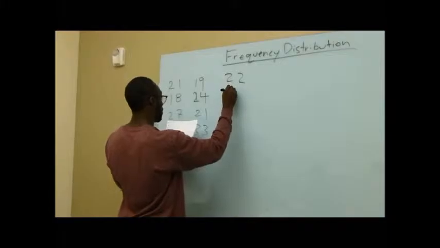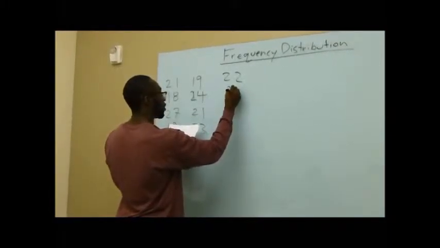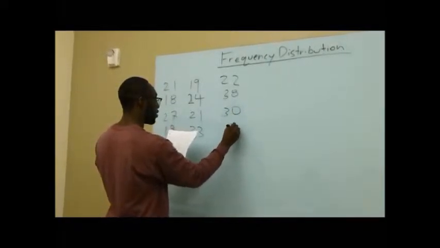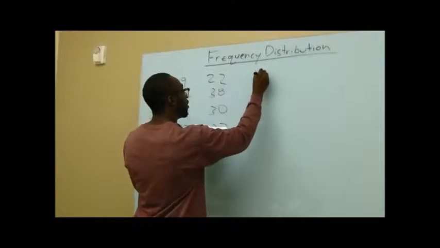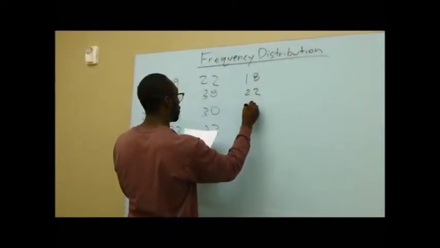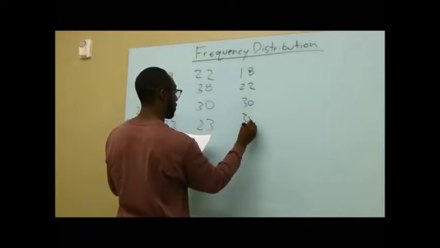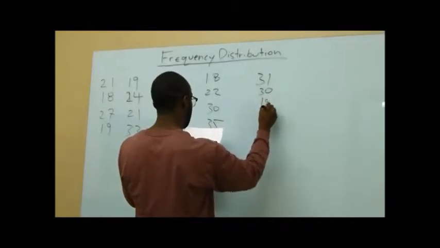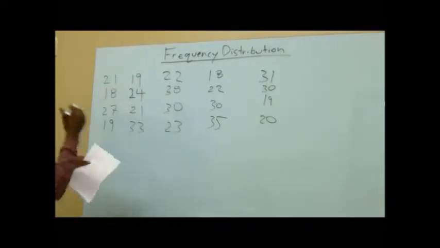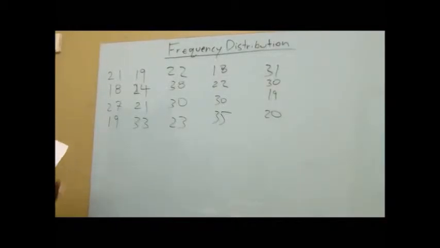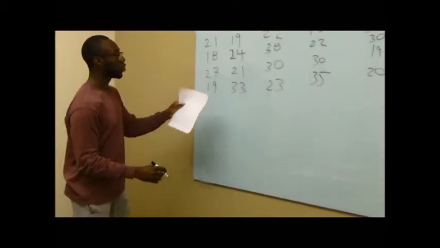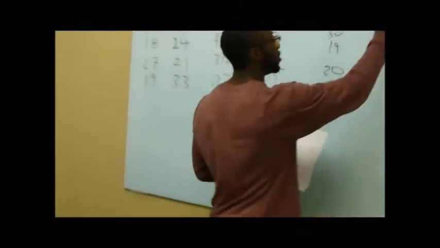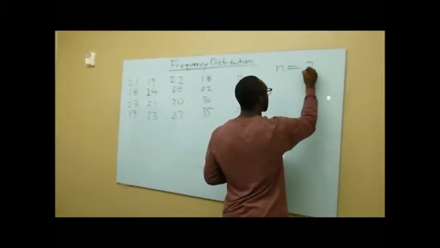Alright, these are the different ages for the interns. As you can see, some people are young, some people are older. 18, 22, 30, 35, and then finally 31, 30, 19, and 20. So these are the different ages, and the total number that we have here is 20. And that 20 is going to represent the number of data that we have.